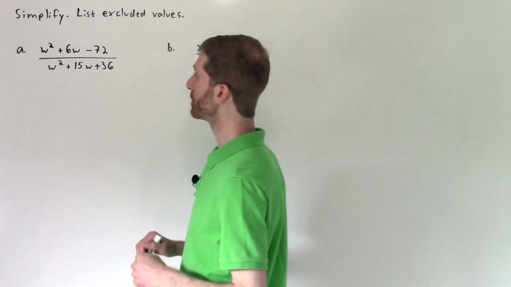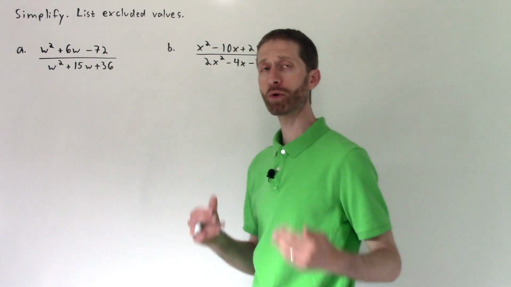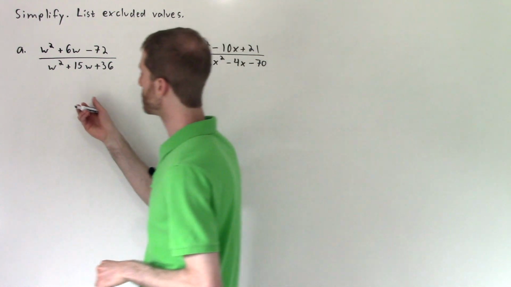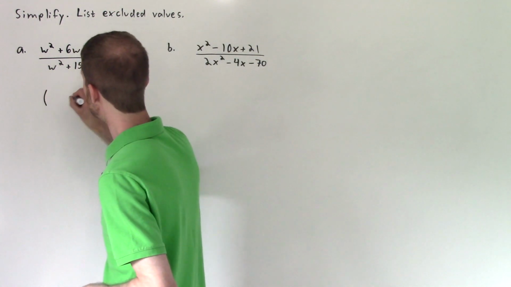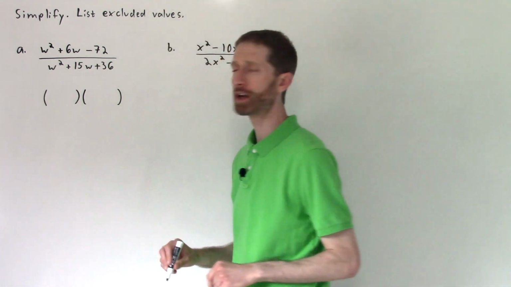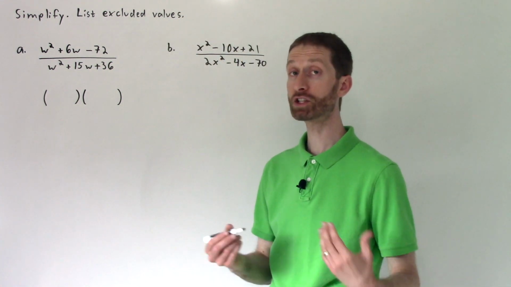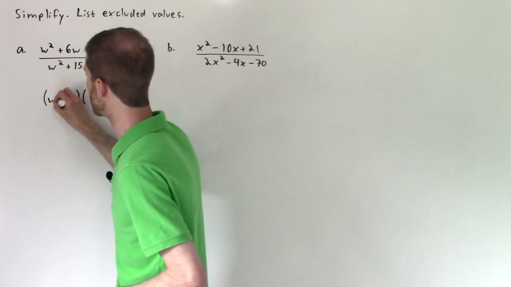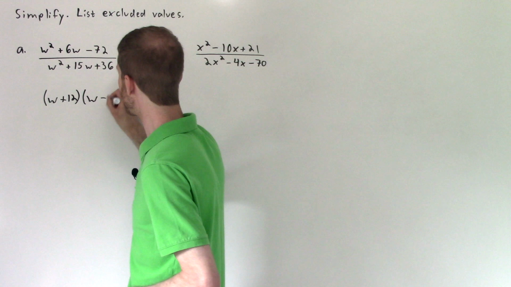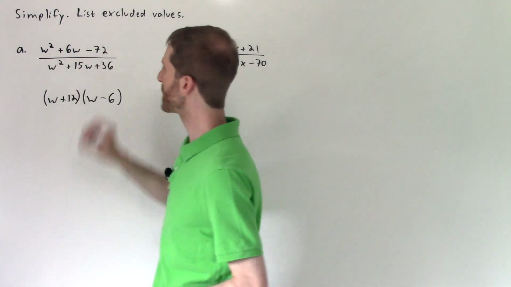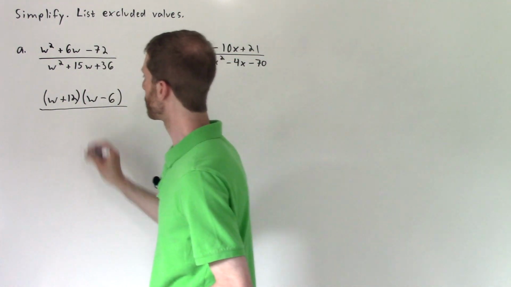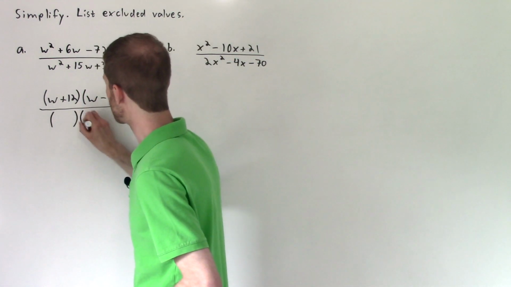Simplify, list the excluded values. So again, our numerator and denominator scream factor. So w squared plus 6w minus 72. Well, this factors into numbers that multiply to 72 that combine to 6. 6 and 12 would do that. So we have w and w. It would need to be plus 12 and minus 6, so they multiply to negative 72 and add to positive 6w. All over, now we've got factors down in the denominator.